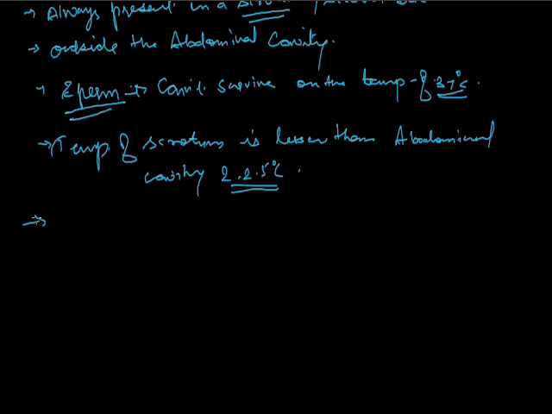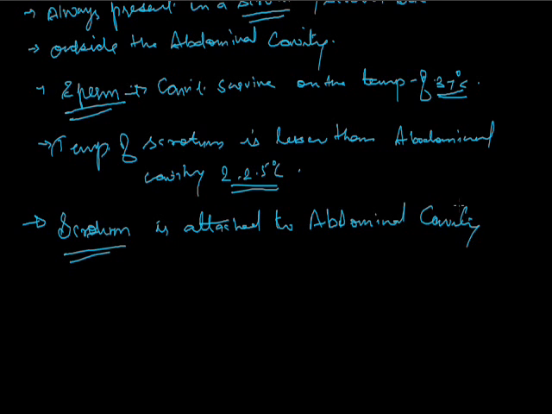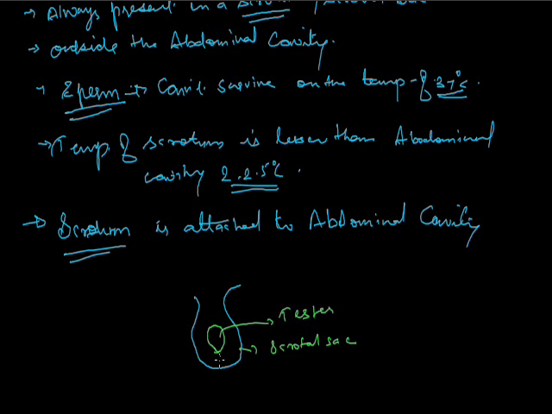Now the scrotal sac is attached to the abdominal cavity also. How it is attached, we'll see by the structure. This is the scrotal sac, and inside the scrotal sac is the testis. This testis is connected to the scrotal sac, and also backward inside the body, the abdominal cavity. How are they connected?